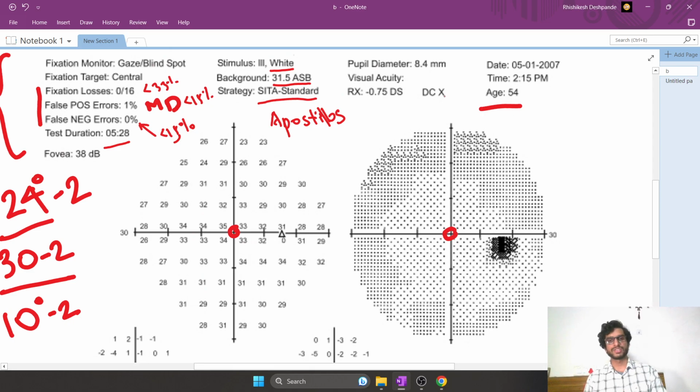Pupillary diameter is generally measured, and that is because a dilated pupil is going to cause interference in diffraction, and that is going to interfere with the results once again. So the pupillary diameter also needs to be looked at.